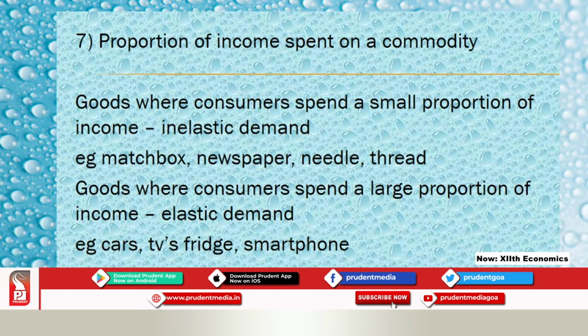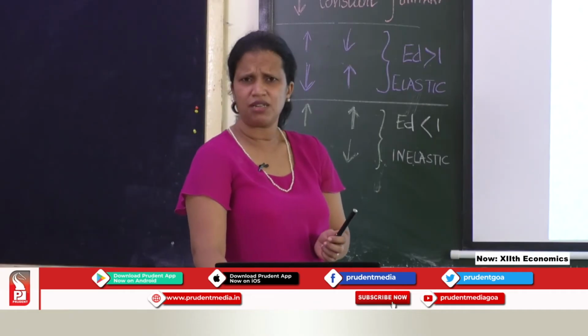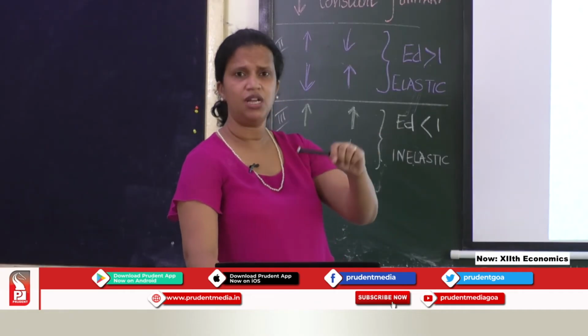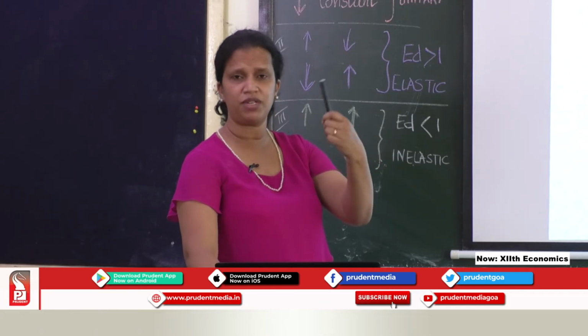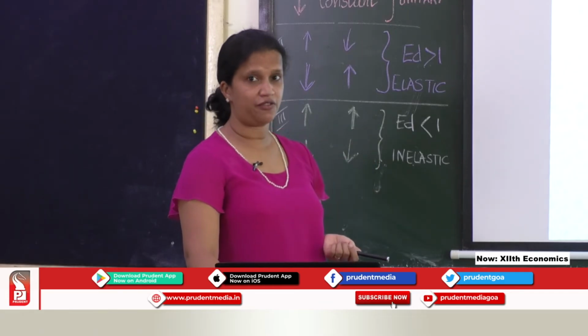Then we go to the seventh point, and that is proportion of income spent on a commodity. Sometimes we come across goods which are of a very small value, so you will end up spending a very small amount of your income. For example, matchbox, newspaper, needle, thread, you hardly spend. In this case, you can say the demand is inelastic for such commodities. It really does not matter for you tomorrow, even if the price of a matchbox increases from 5 rupees to 10 rupees.